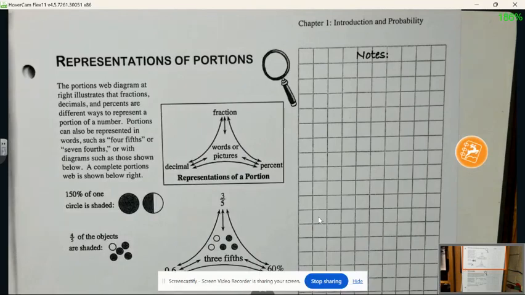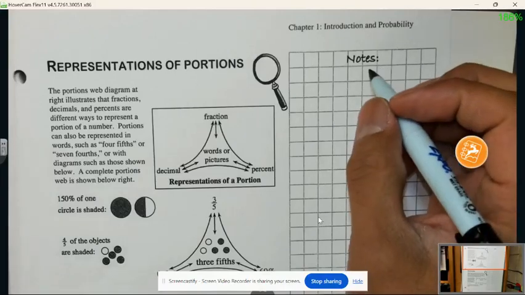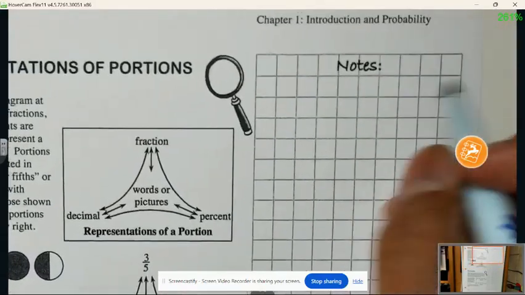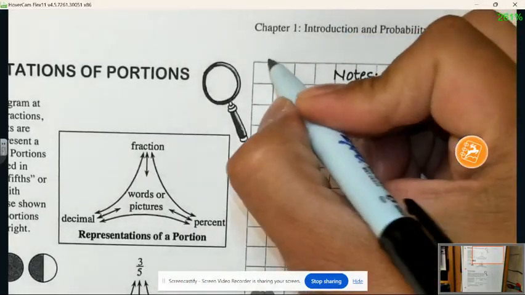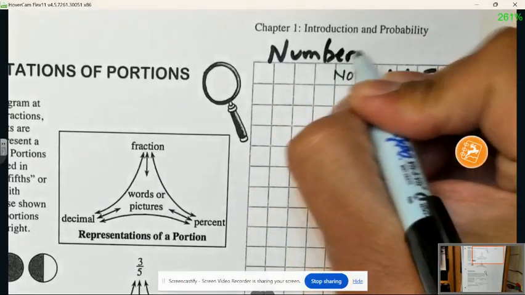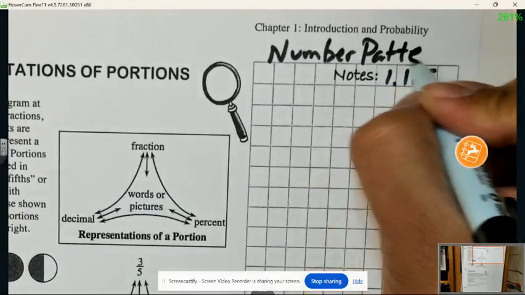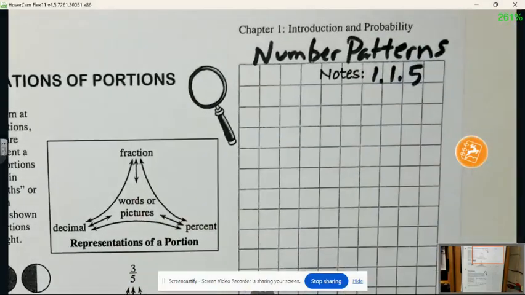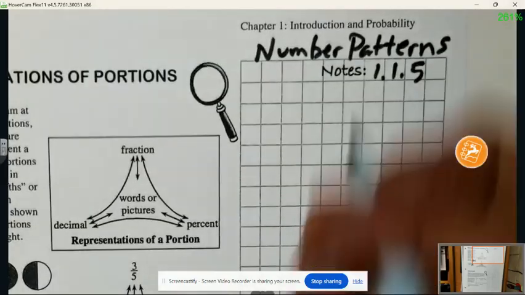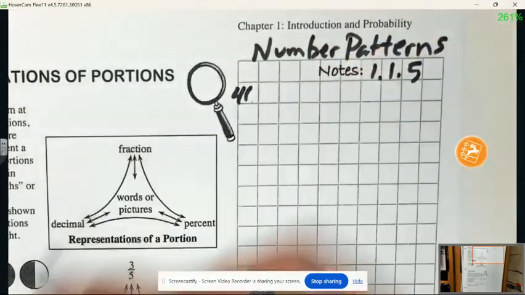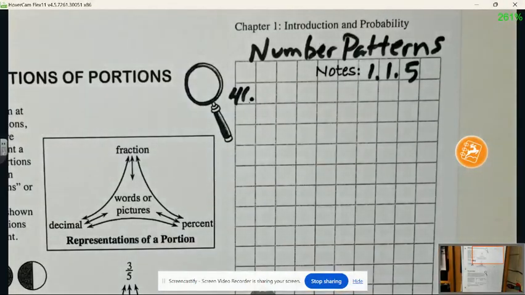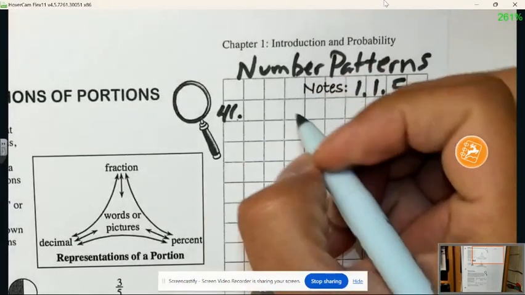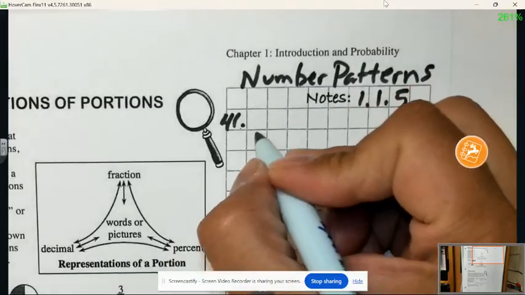So first, let's set up our notes that we'll be taking today. We're going to title this lesson 115, and we're talking about number patterns. Okay, so in the book, if you are following along in the book, this is problem number 41, and for reference you can check later if you need to. Our first fraction that we're going to look at is 1/9.